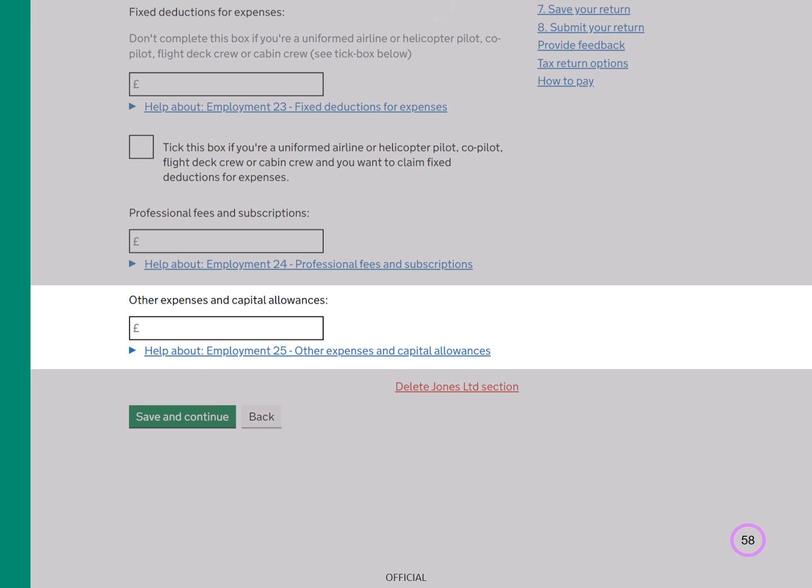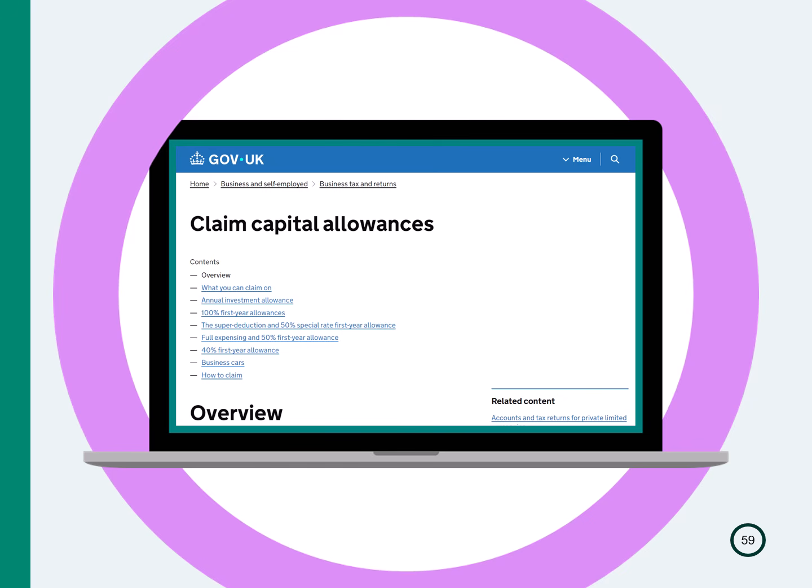Please note that from 6th of April 2026, you'll no longer be able to claim tax relief on expenses for working from home. If you meet the rules, you can still claim for the 2025 to 2026 tax year. In the same box, you may also be able to claim capital allowances for larger items such as plant and machinery and computers you use for work, but not vehicles. You can find out more about this on gov.uk.